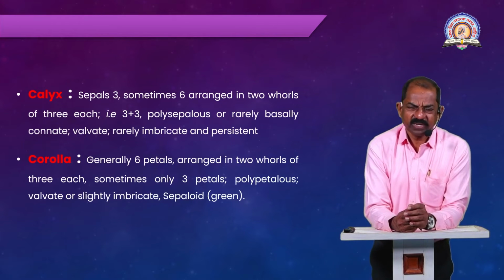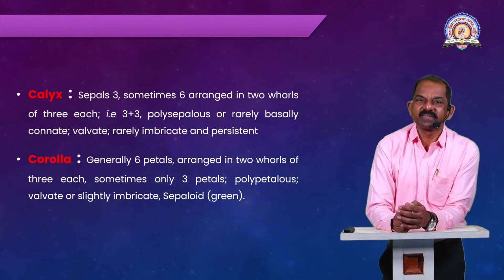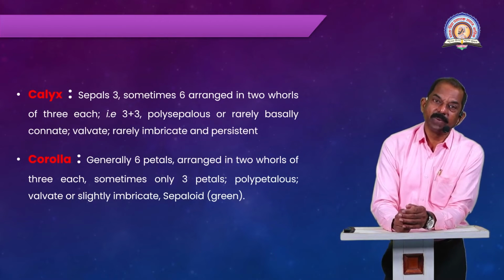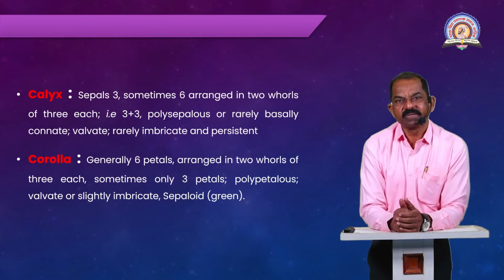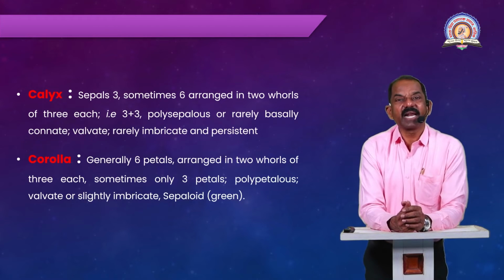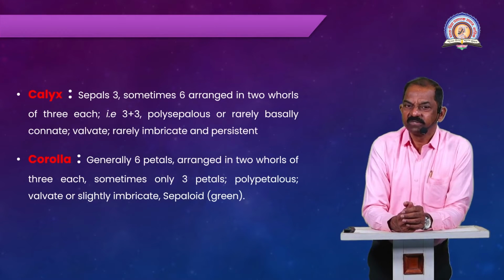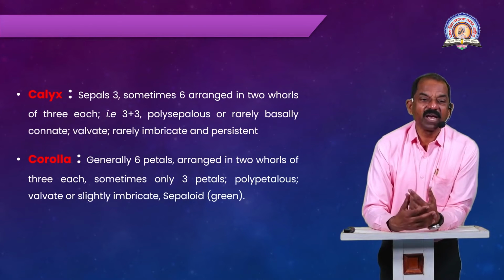Friend, next to the calyx, there is an important whorl of the flower known as the corolla. Corolla is made from petals. Petals are the colorful organ of the flower, and they play an important role to attract the insect for pollination. That is the petals; the corolla is made from the petals.